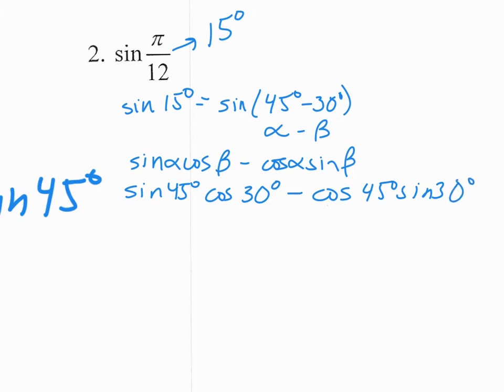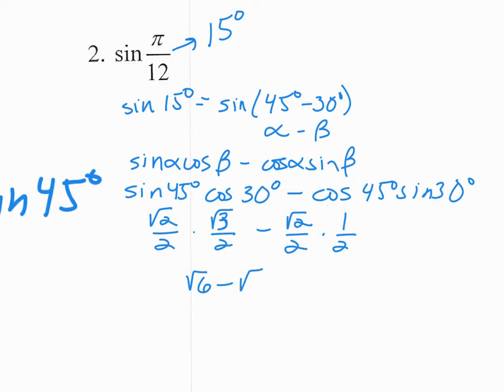Now we replace our numerical values. Sine 45 is root 2 over 2. Cosine 30 is root 3 over 2. Whoops, root 3. Cosine 45, root 2 over 2. Sine 30, 1/2. I get root 6 minus root 2 this time, all over 4.